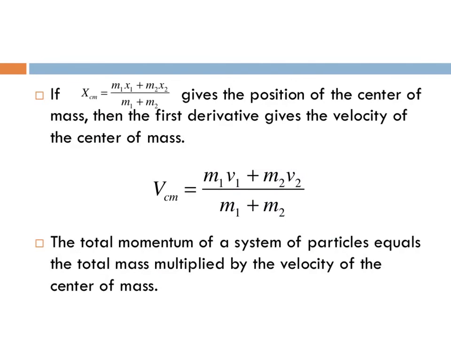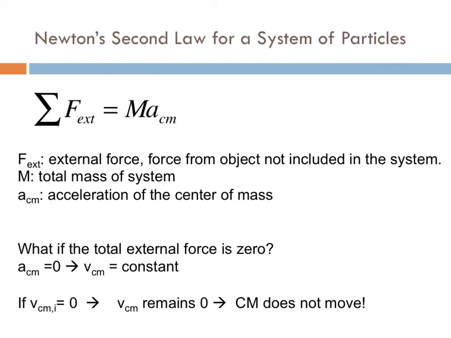Again, if I rewrote this as my total mass, m, times the velocity of my center of mass, then this would be equal to the sum of my individual momenta. So our last statement had a few implications. This tells us that the sum of the external forces is equal to the total mass of the system times the acceleration of the center of mass.